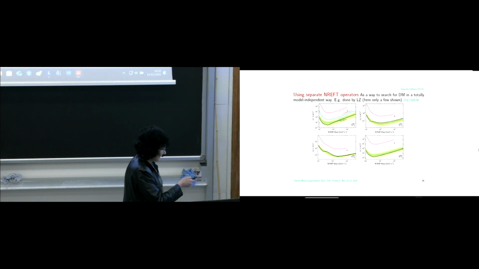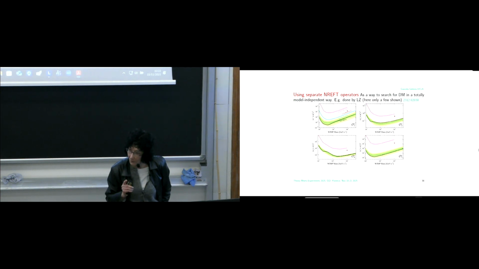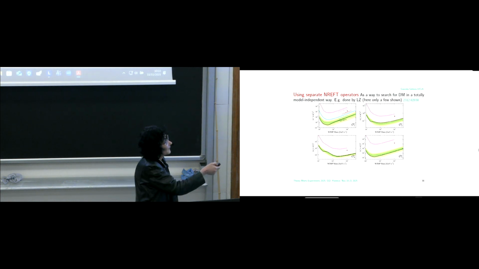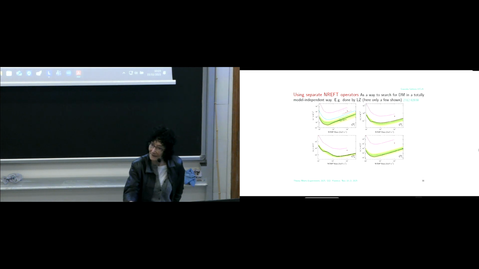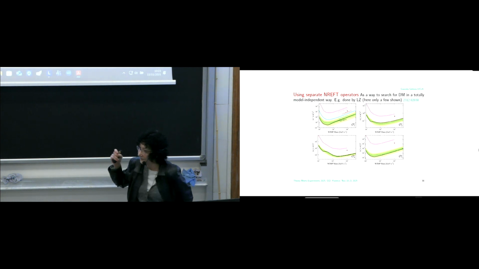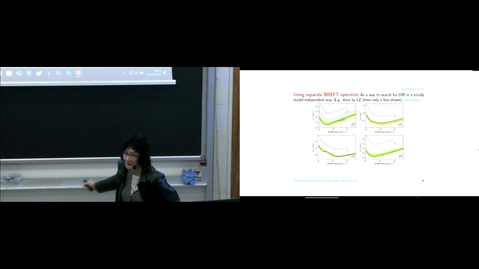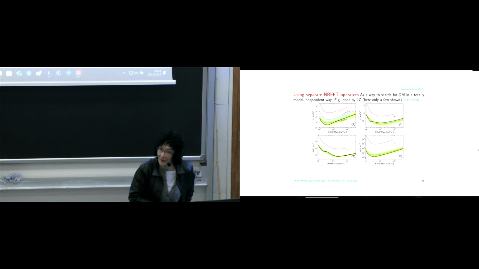So some people use separate EFT operators in their analysis. I don't think that this is the best. But here, for example, there is a recent paper of LC. There are 15 of them. I mean, these are just a few. Taking one and then another and then another as your model for the dark matter.